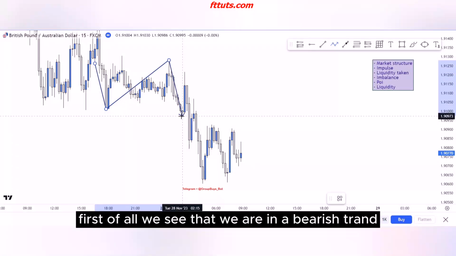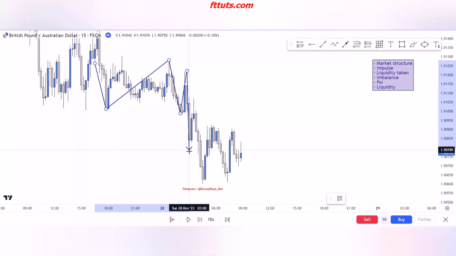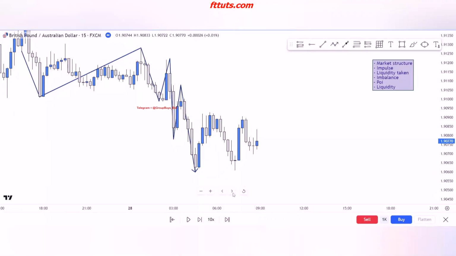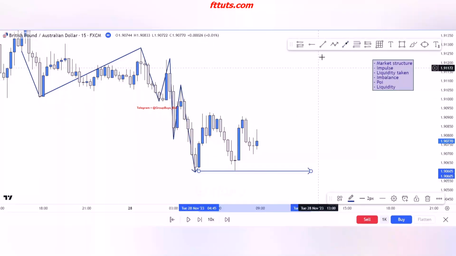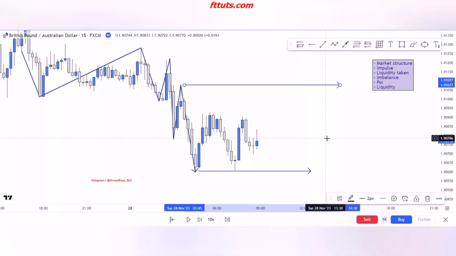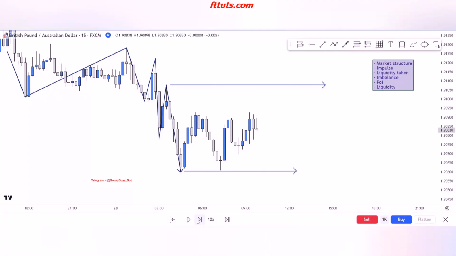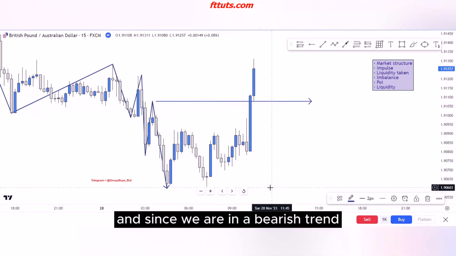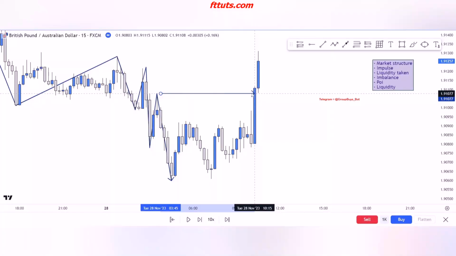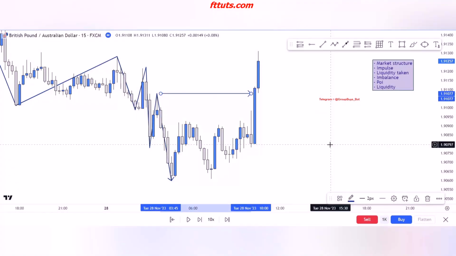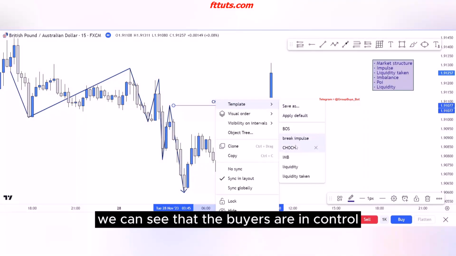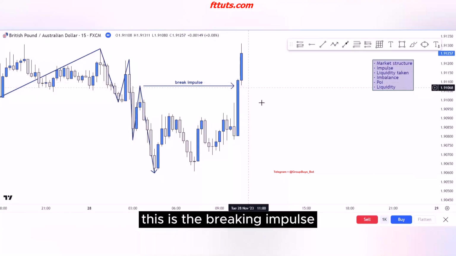First of all, we see that we are in a bearish trend. We need to see where the break will be. So as you can see, it breaks from above, and since we are in a bearish trend, it caused a change of character. These candles are very clear. We can see that the buyers are in control. This is the breaking impulse.